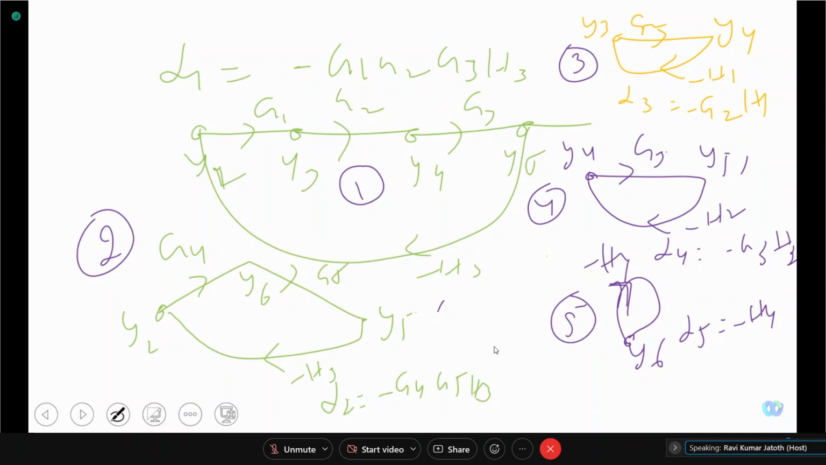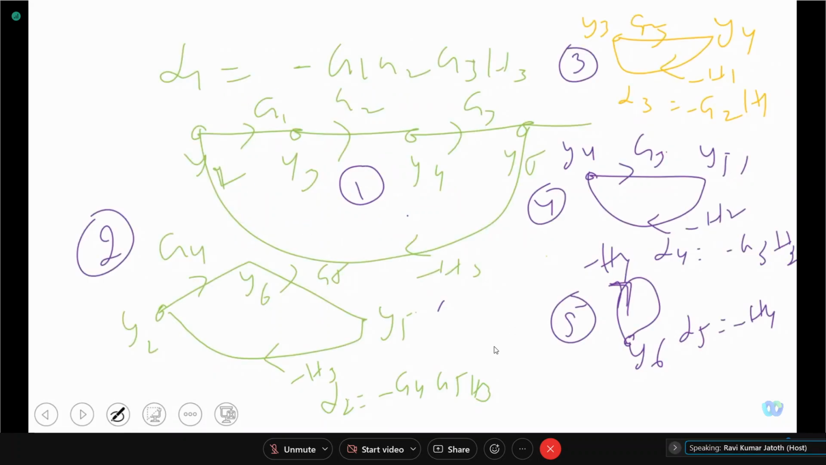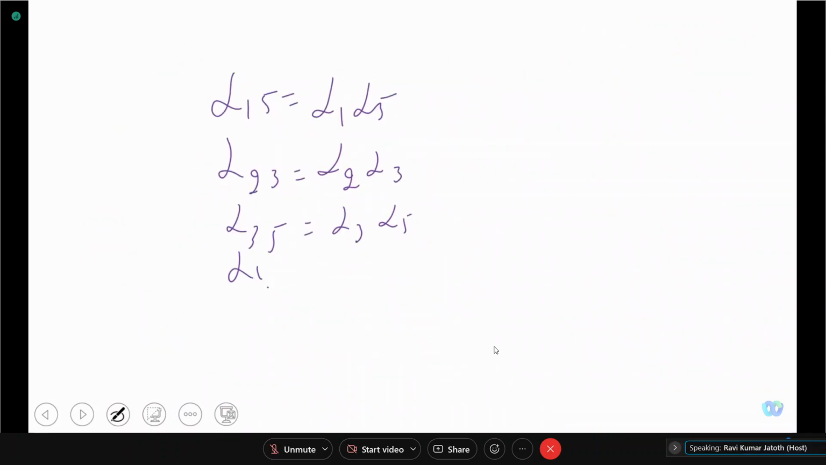Okay, then 3 and 4? No, sir. 3 and 5? Yes, sir. So another one is L35, which is L3 into L5. Okay, L35. Right. Now 4 and 5? Yes, sir. 4 and 5 are also non-touching loops. So L45 is L4 multiplied by L5, product of gains. So these are called two non-touching loops.